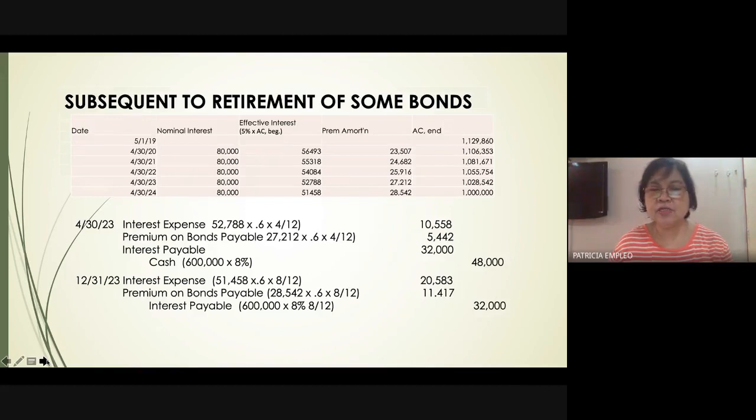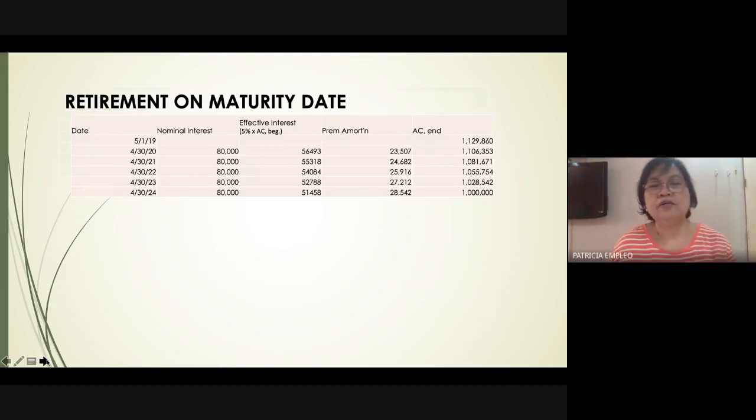Okay, so excited because we are now nearing the end of the table, which is April 30, 2024. Therefore, on maturity date, we are paying our last 80,000, and therefore we will update also the premium amortization such that after the last premium amortization, your premium on bonds payable will have to be brought to zero already after recording the retirement.